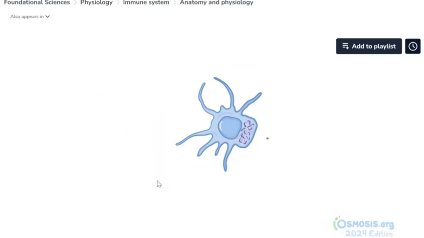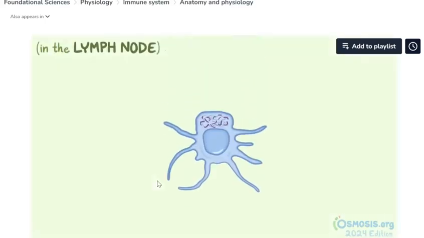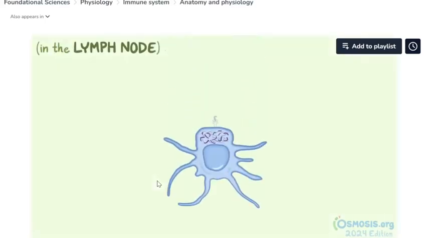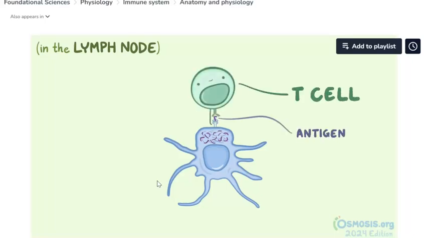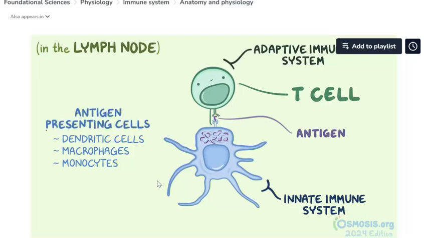Dendritic cells will then move through the lymph to the nearest lymph node, and they'll perform an antigen presentation, which is where they present those amino acid chains, which are antigens, to T cells. Antigen presentation is what connects the innate and adaptive immune systems. Antigen presentation is something that can be done by dendritic cells, macrophages, as well as monocytes, which is why all of these cells are referred to as antigen-presenting cells.